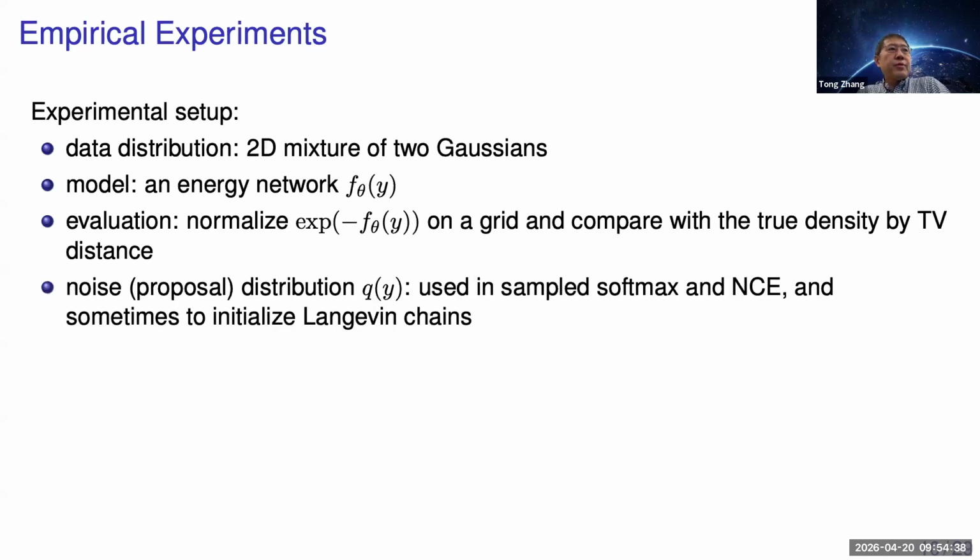Right? Noise distribution. In our case, this is used for both of the later two methods we talk about, sampled softmax and NCE. They both require a noise distribution, but here we can also use it to initialize the Langevin chain. So this one is a known distribution, which we use, and which can be used either for Langevin or for whatever other methods, as we will see later.